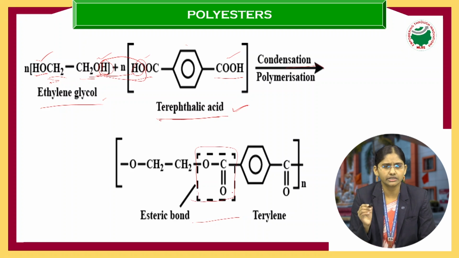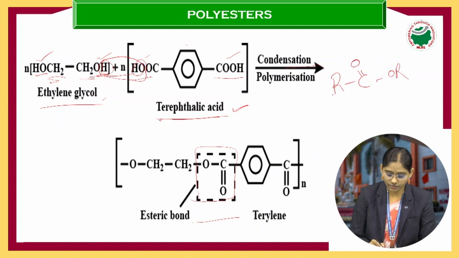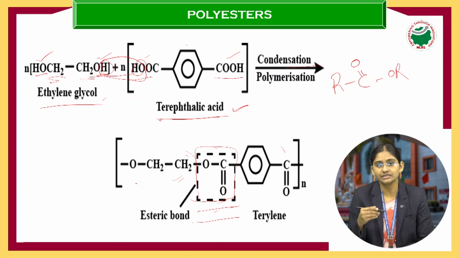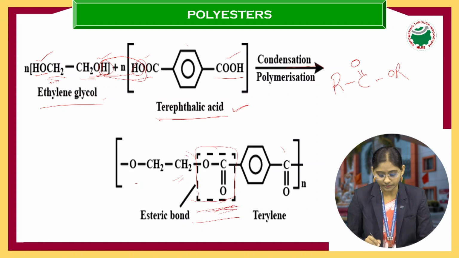Okay, what is the ester bond? Ester bond is RCOOR. In the place of R, this chain we can think like this, and next RCO, this is one more R, and in the middle is the COO. So this is called the ester bond. In the terylene polymer, what is the repeating unit, students? It is the ester bond. Okay, in nylon it is the amide bond, and in terylene the ester bond is the repeating unit.